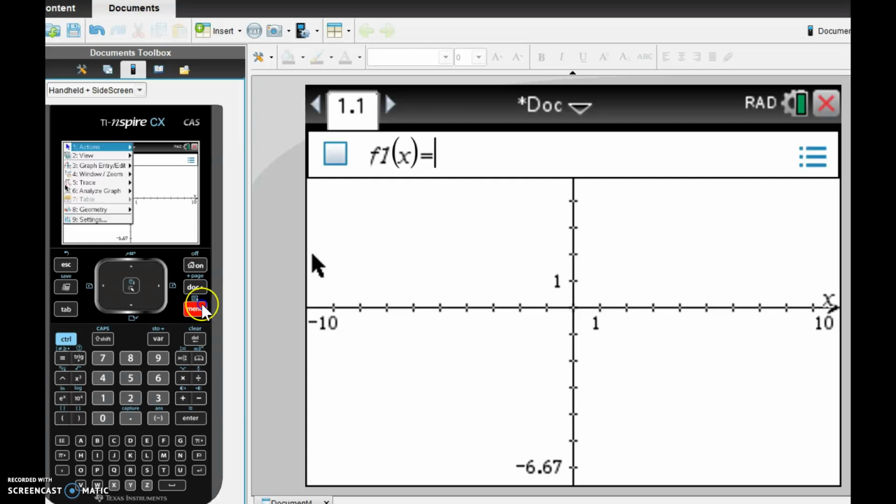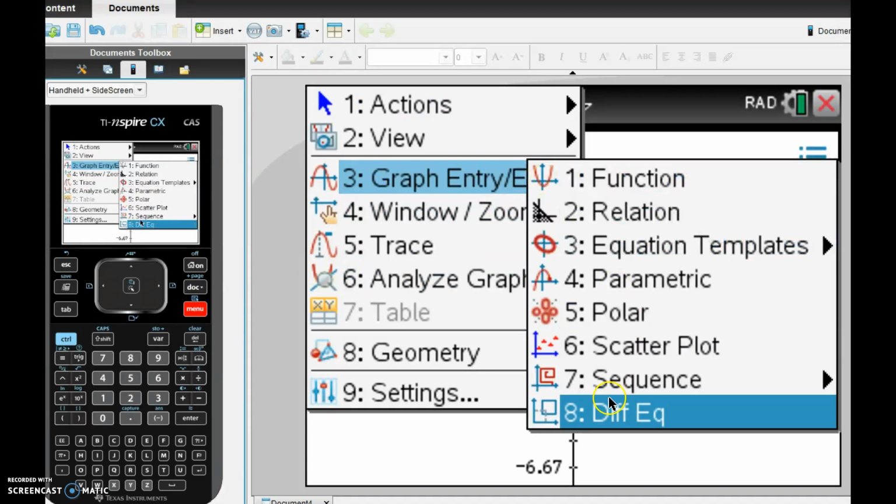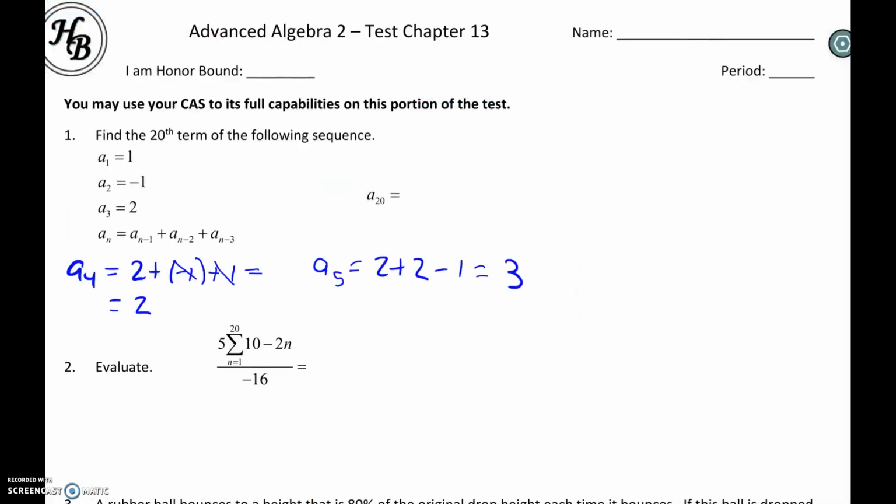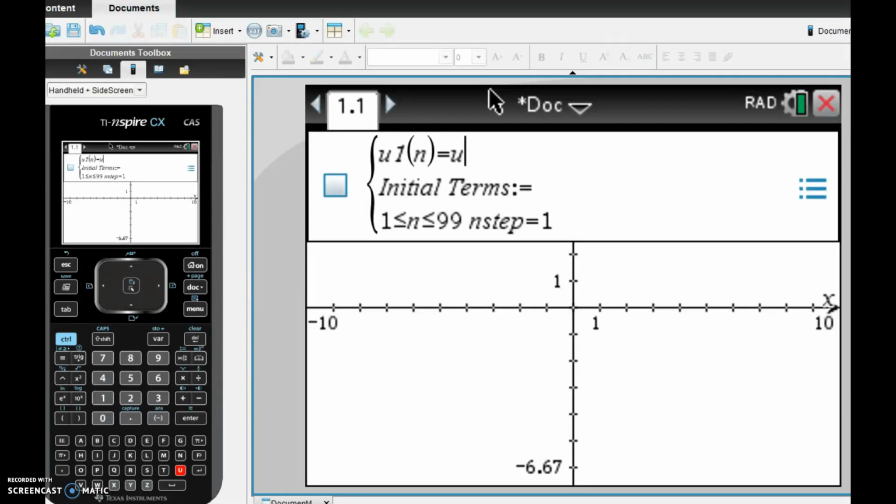So you have a graph. You're going to change your entry to sequence. And then you might have the test pulled up so you can see what I'm typing in. I'm just going to type in this A of n formula that I have right here, using the U1 instead of the A of n, because that's what the calculator has. So I have U1 of n minus 1 plus U1 of n minus 2 plus U1 of n minus 3.